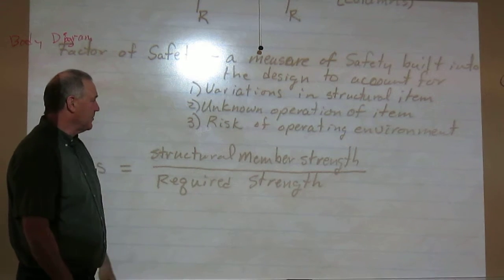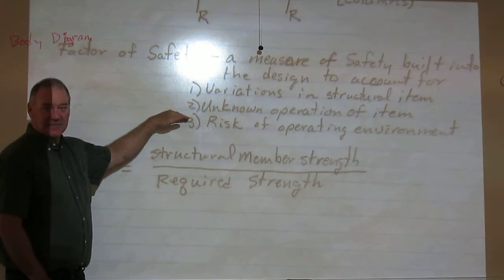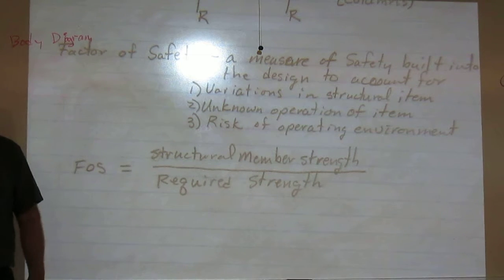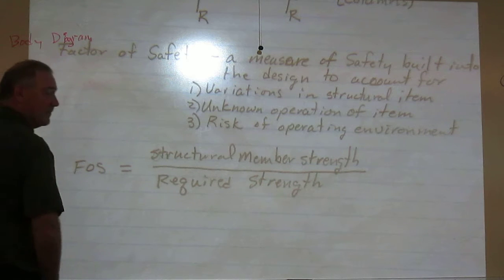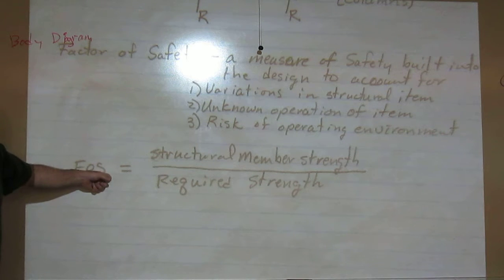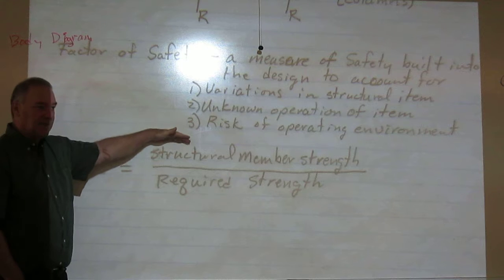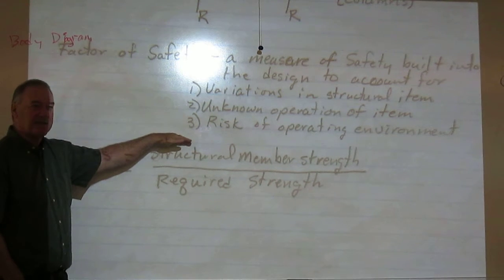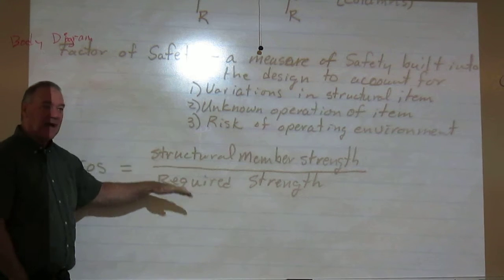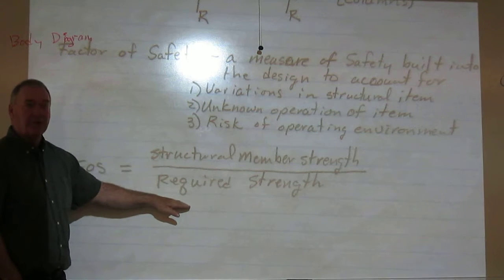Two, unknown operation. We're not exactly sure how it will be used. And then the last one's a biggie: what kind of risk are we willing to accept? Okay, what kind of risk? Here's the calculation that you use for factor of safety. You take the structural member strength, so what will the beam carry? What is its capacity? You divide that by the weight you're going to put onto it.